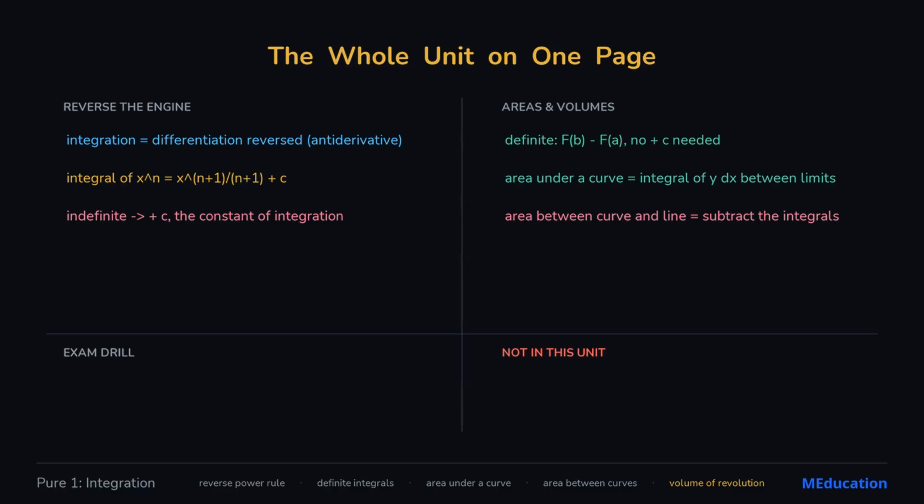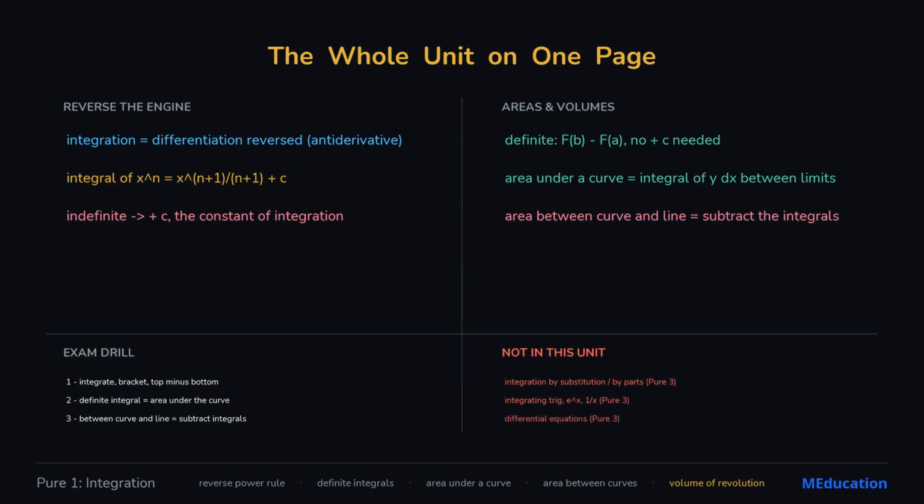Add two limits and the integral becomes definite. Integrate, bracket, substitute the top limit and subtract the bottom, and the plus C cancels, so a definite integral needs no constant. That definite integral is exactly the area under a curve between two x values. Stretch the idea, and the area between a curve and a line is just one integral minus the other, top function take away bottom.